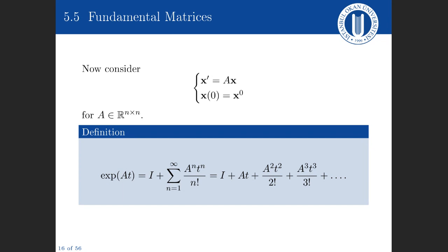There's one small difference from the previous one. If it was e to the power of a number, small a t, we had 1 plus a sum. For matrices, we can't have a number 1. Instead, we start with the identity matrix I. But other than that, the formula is the same. It's I plus the sum from 1 to infinity, A to the power n, t to the power n, divided by n factorial.